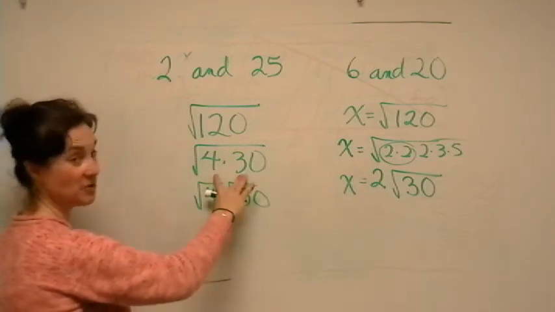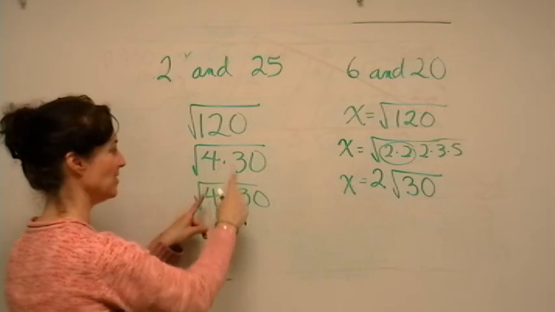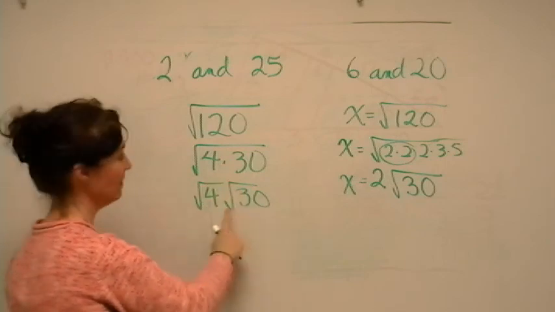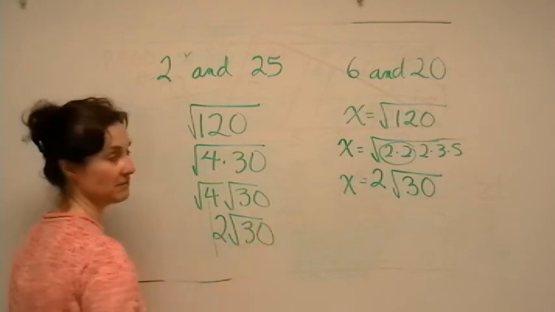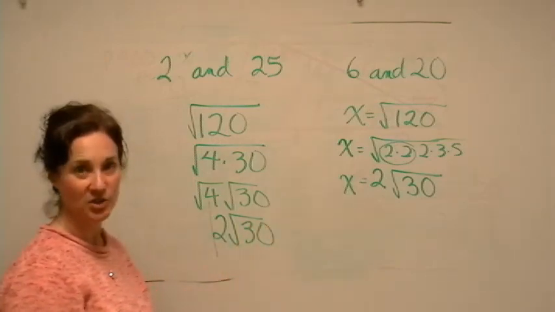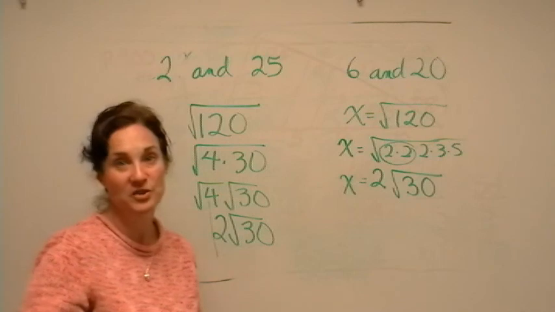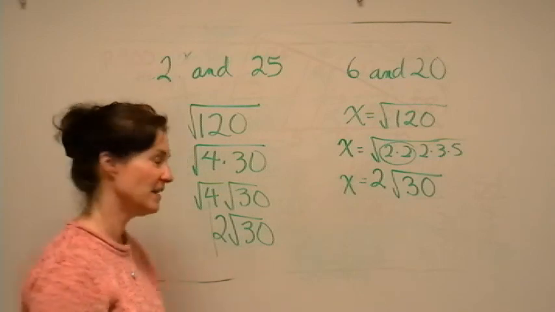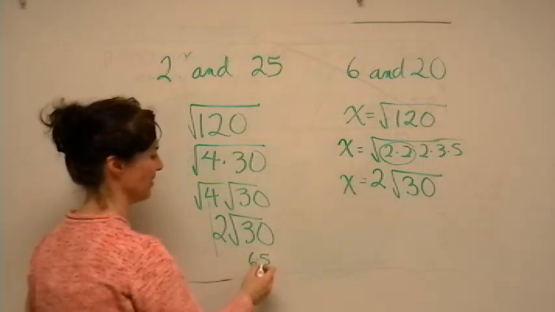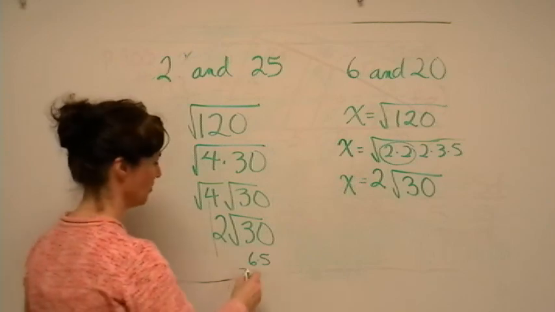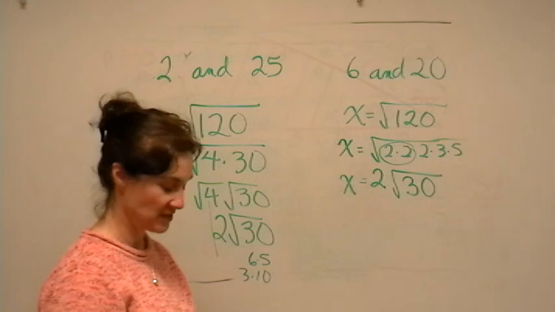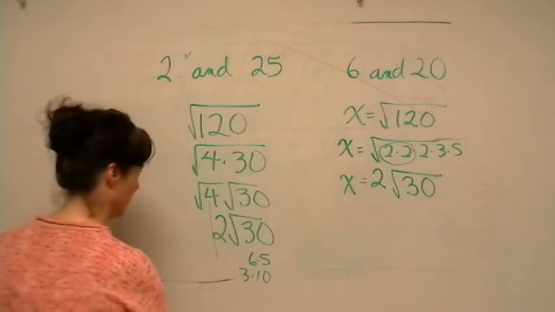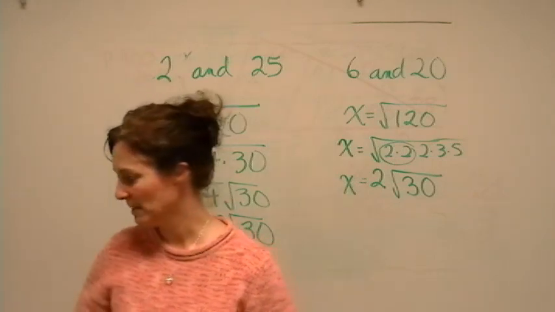Okay, and remember that if you have a radical that's multiplied, you can take each one separately. So the square root of 4 is 2 root 30. So that would be 2 root 30. Now you would want to stop and ask yourself, is there a perfect square in 30? Well, 30 is 6 times 5 or 3 times 10, but there are no perfect squares in those. Okay, so that's how you work the geometric means.